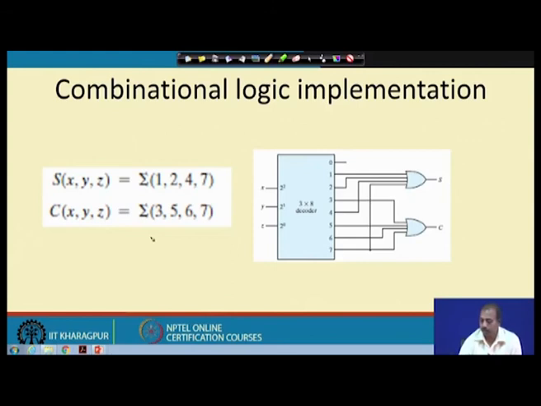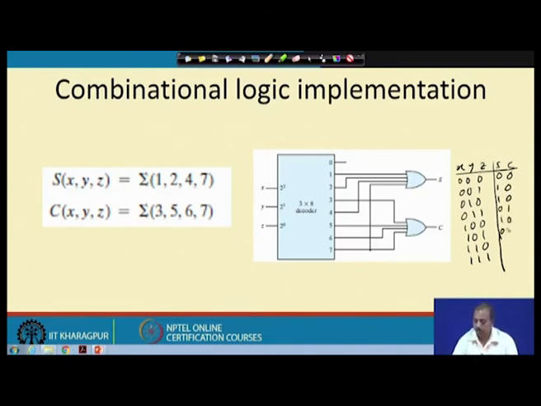So, if I have a full adder, this is the truth table. So, x, y and z, and sum and carry. So, this is 000, 001, 010, 011, 100, 101, 110 and 111. The sum column is 0 1 1 0 1 0 0 1, and the carry column is 0 0 0 1 0 1 1 1.